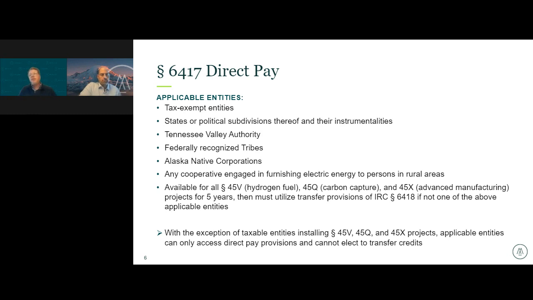And then lastly, as an aside to all of this, in addition to the types of entity that qualifies for direct pay, under the legislation, Congress called out 3 specific types of credits that are eligible for any type of taxpayer who engages in them. So you have Section 45V, which is clean hydrogen fuel. There's been a lot of discussion about clean hydrogen fuel so far. We have not seen many projects in this particular space.